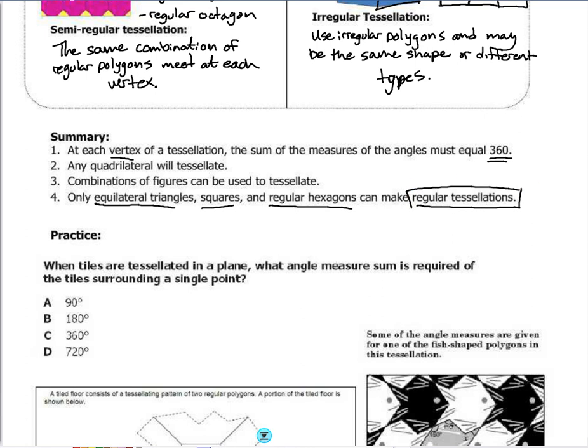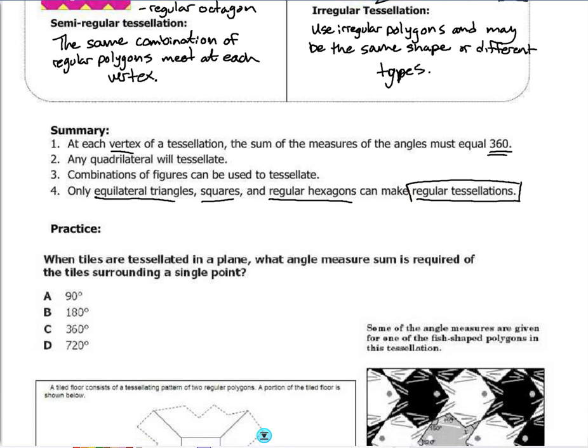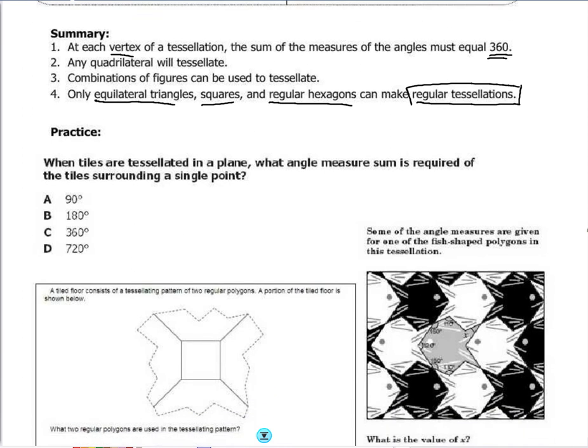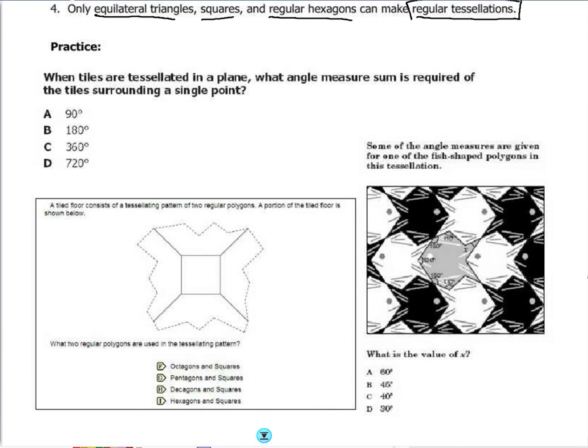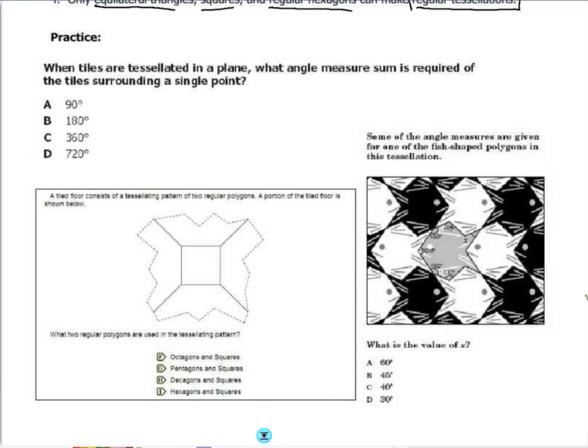So here we have some practice problems for you to try from SOL questions. Go ahead and pause the video at this time and try those 3 multiple choice questions: 1, 2, and 3. Once you've attempted those problems, go ahead and unpause the video and walk through the examples for each one.